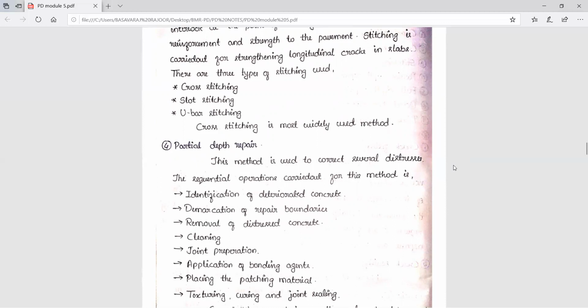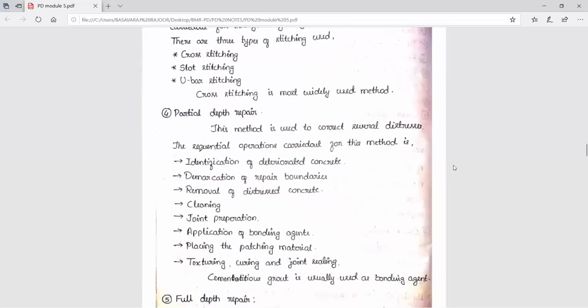Cementitious grout is usually used as bonding agent. The patch mixture should have the strength of the concrete of the existing pavement. The repair patch is often cured by a curing compound which should be applied as soon as possible to avoid occurrence of shrinkage cracks.